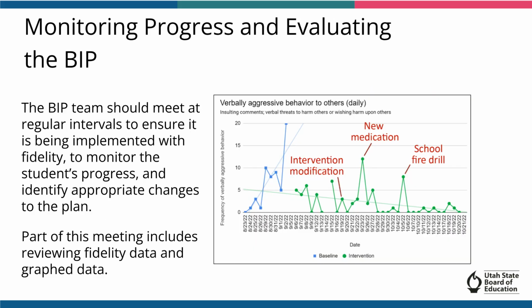The BIP team must meet regularly to monitor progress. This involves reviewing fidelity data to check implementation and outcome data to see if the behavior is improving, as shown in the progress graph. The team uses this data to drive decisions on whether to continue, modify, or fade interventions.